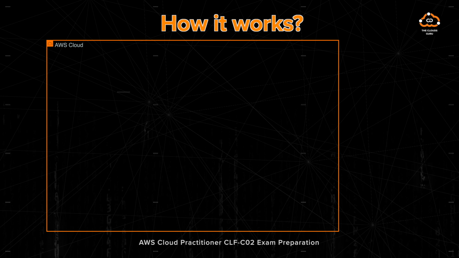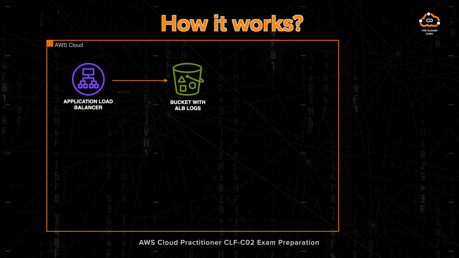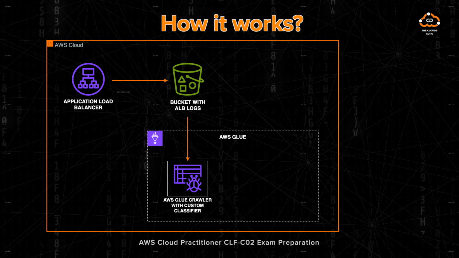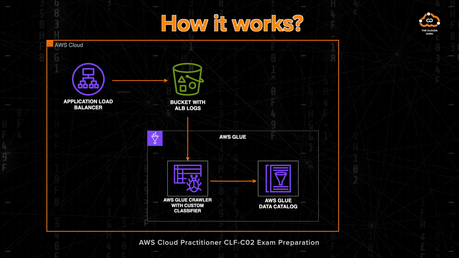How does it work with AWS Glue? The diagram shows the process starting with ALB logs stored in Amazon S3 without Hive-style prefixes. We use an AWS Glue crawler with a Grok custom classifier to infer the ALB log file schema and populate the AWS Glue Data Catalog with partition metadata for year, month, and day.